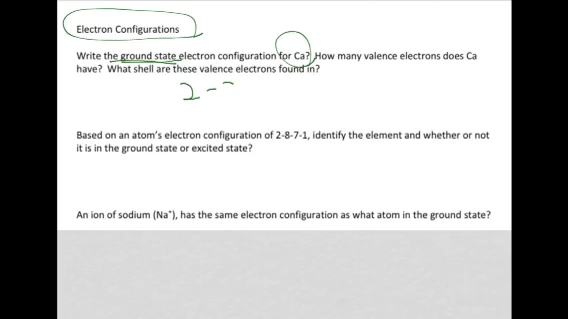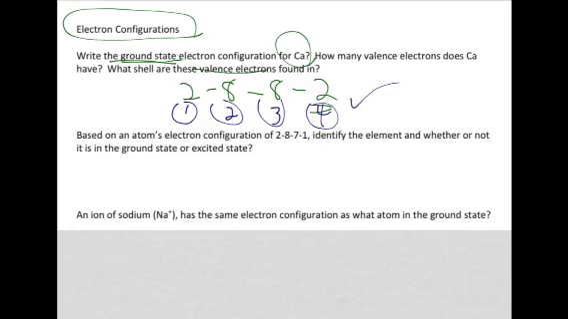It's 2-8-8-2, meaning 2 electrons, reading it from left to right, are closest to the nucleus. Then we have 8 electrons, another 8, and then finally 2 furthest away from the nucleus. Those are the valence electrons. So how many valence electrons does calcium have? It has 2. And then what shell are these valence electrons found in? Well, just number them. This is shell 1, 2, 3, and 4. So they're found in shell number 4.